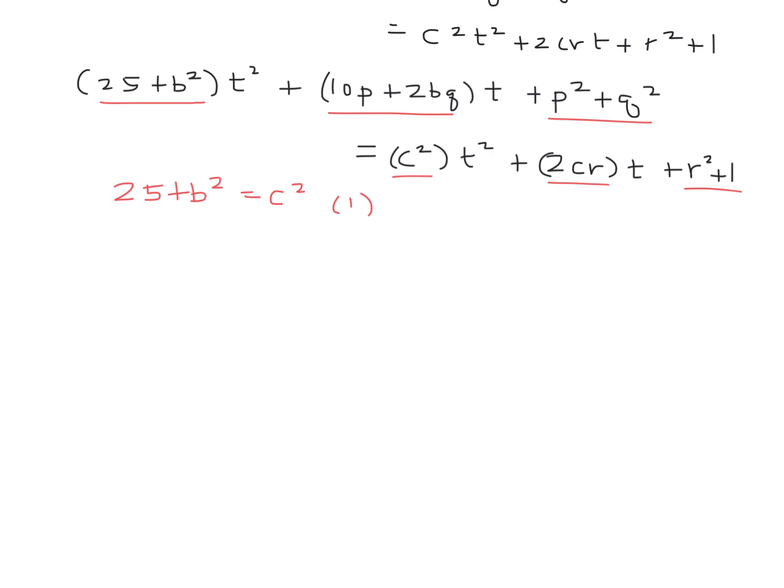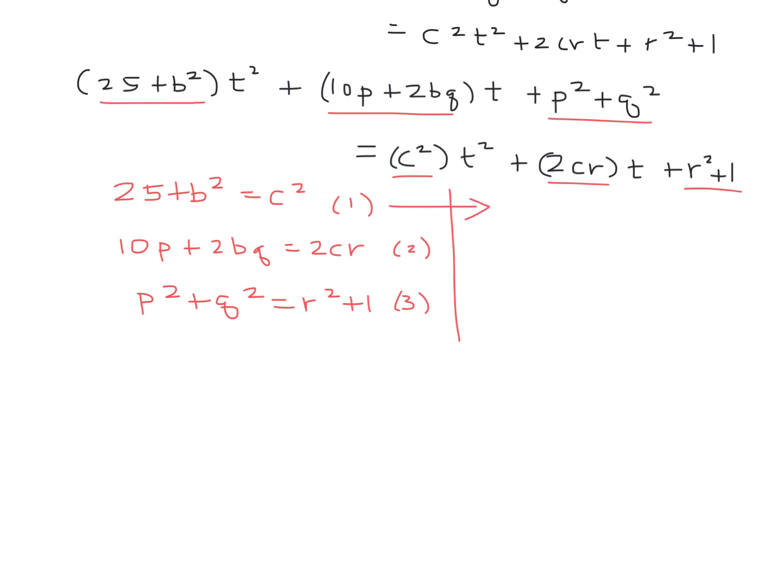That'll be equation 1. Equation 2, 10p plus 2bq is going to be the same as 2cr. Call that equation 2. And then finally, p squared plus q squared is going to be the same as r squared plus 1. And we call that equation 3. Okay. Now, first let's talk about this guy here.